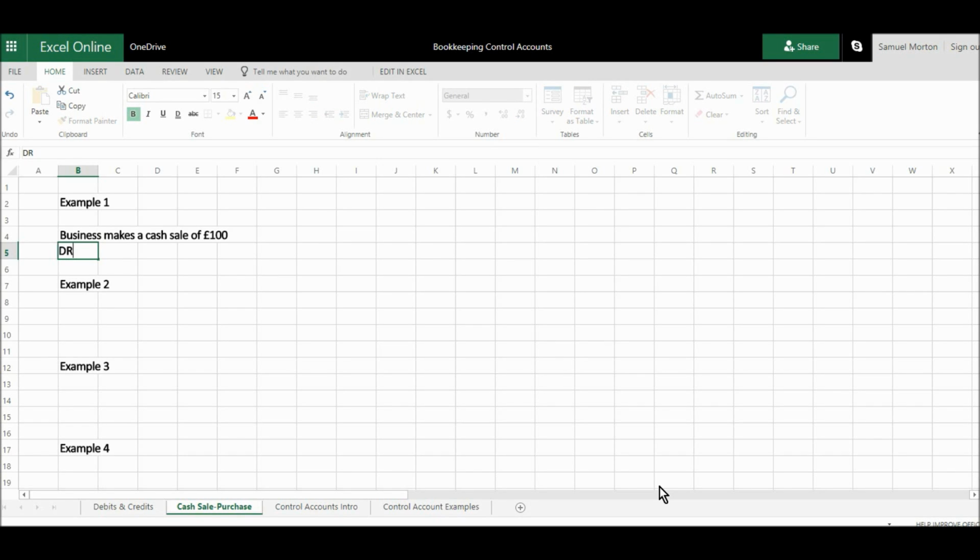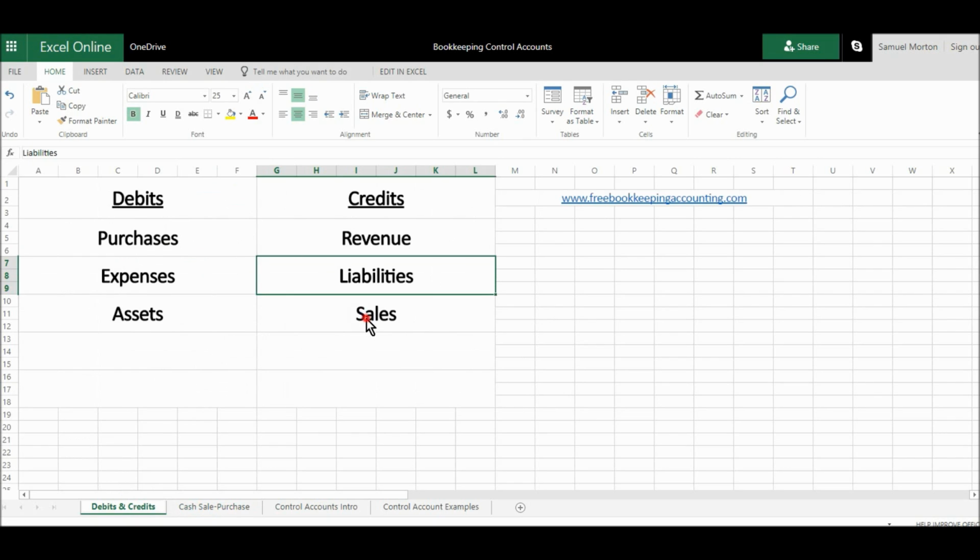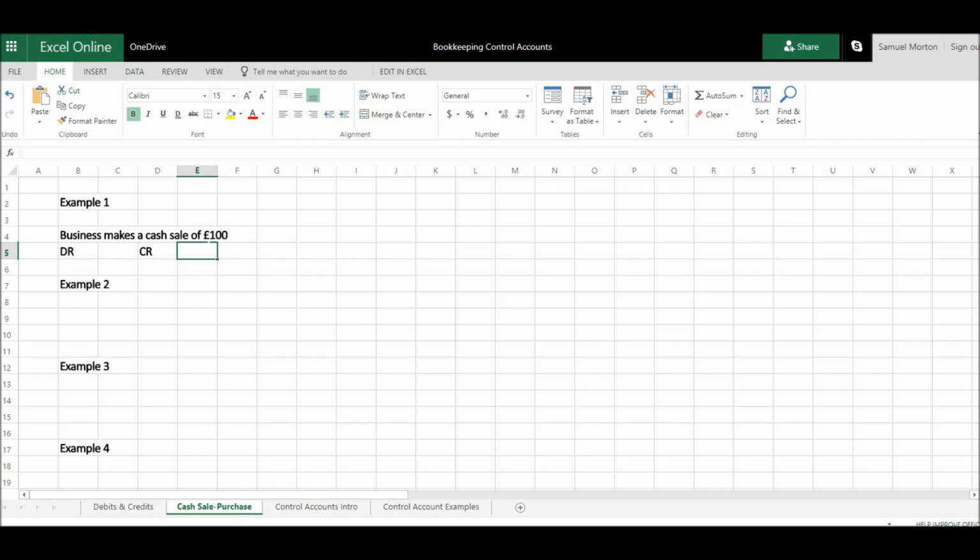So the debit and the credit. So going back to debits and credits, we know that credits include sales. So the sale of £100, we'll go to the sales account, which will be a credit entry. The corresponding debit, it depends on, I said cash sale, but it depends if it was paid in cash over the counter or if it was paid immediately by card into the bank account. Let's say it was paid by card, so the money would show in the bank account. So you'd have a debit, bank, credit, sale.